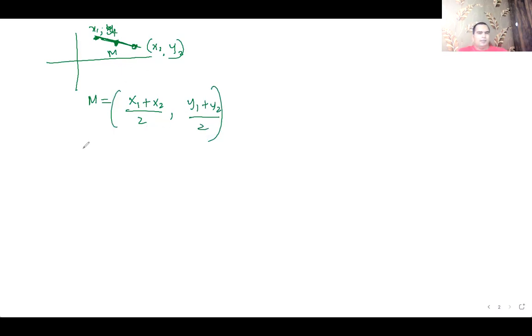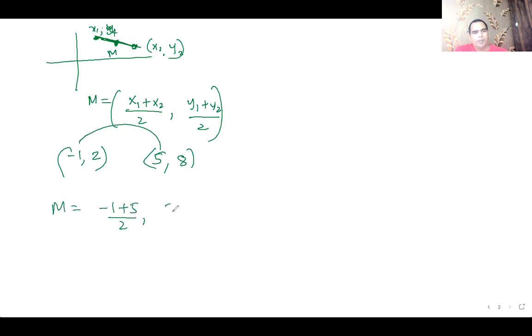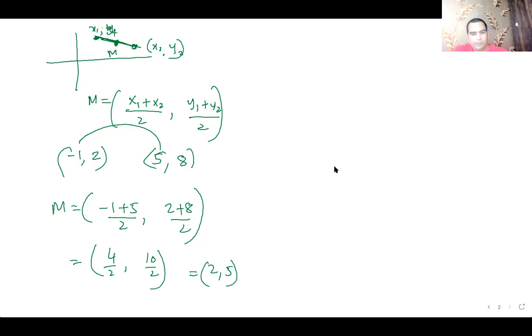Now let us say the coordinates are negative 1 comma 2 and 5 comma 8, and I want to find the coordinate of the midpoint. In this case, just take the average of the coordinates. The midpoint will be negative 1 plus 5 over 2, comma, 2 plus 8 over 2. So that becomes 4 over 2, comma, 10 over 2. So this is going to be 2 comma 5. That's the midpoint in the given situation.